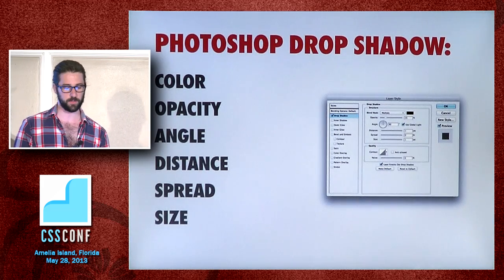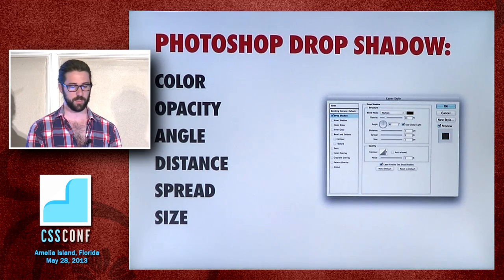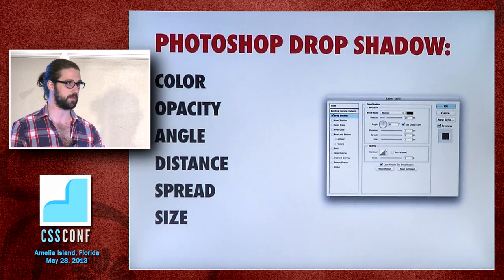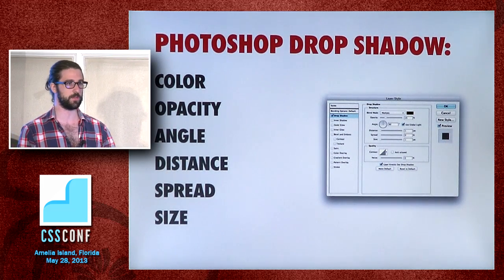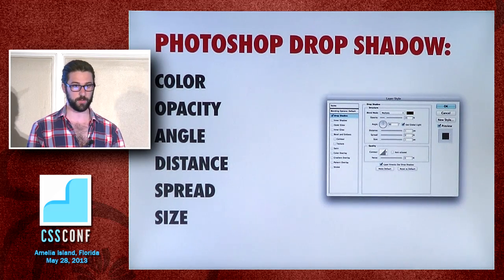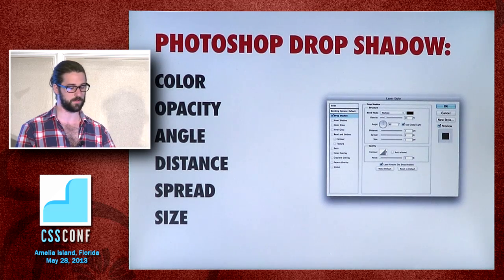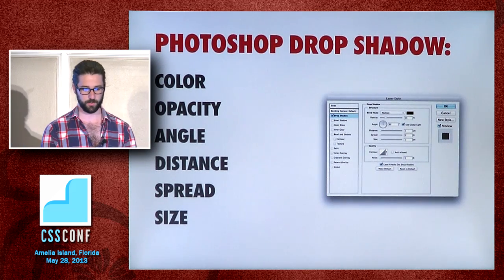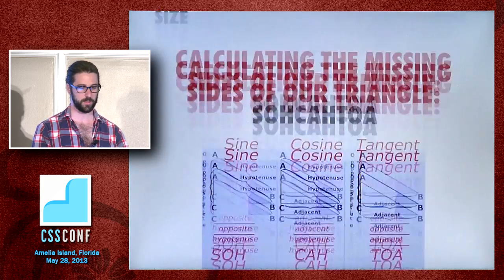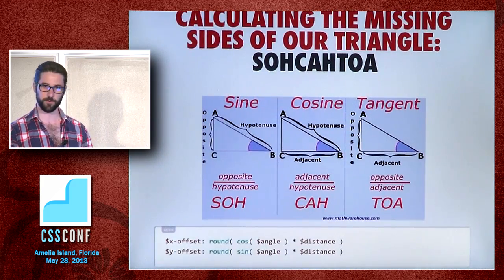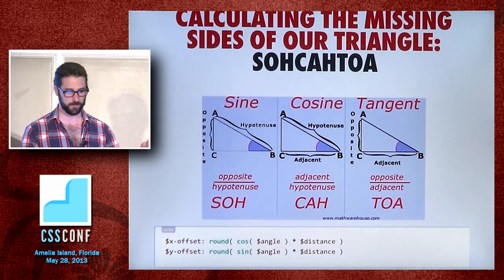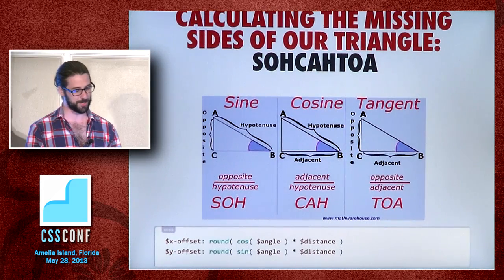But the big difference here, and what we're going to talk about, is angle and distance. Photoshop uses angle and distance to set the offset of our shadow instead of just a straight up X and Y offset. And so you might not know right now, but at some point your 15-year-old self knew how to do this. Basically we have an angle and a distance, so we have a right triangle. And so to convert this from Photoshop to CSS, we need to find the missing sides of a triangle. So good old SOHCAHTOA comes into play here.